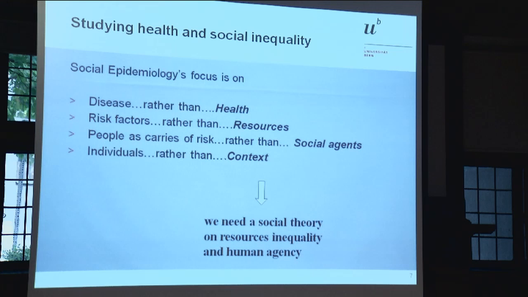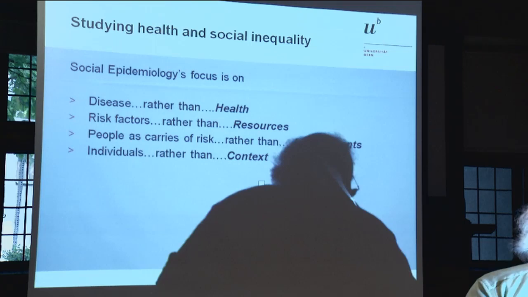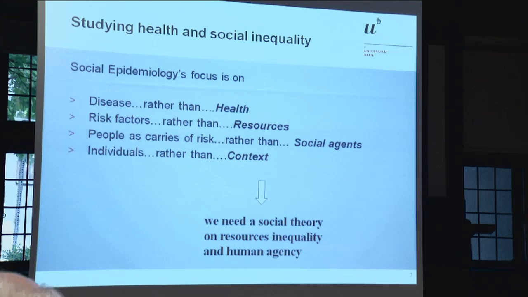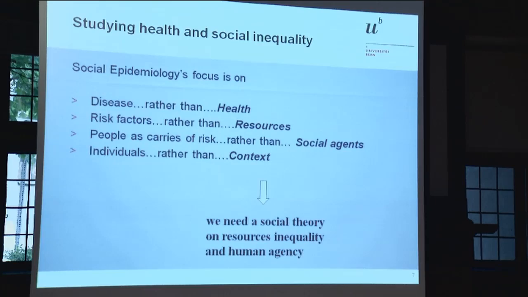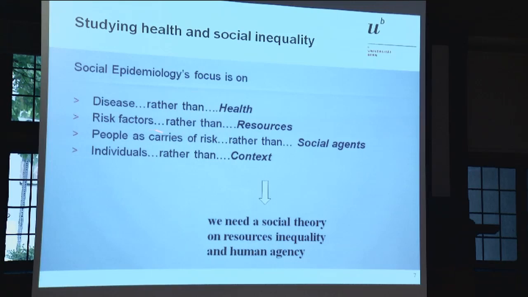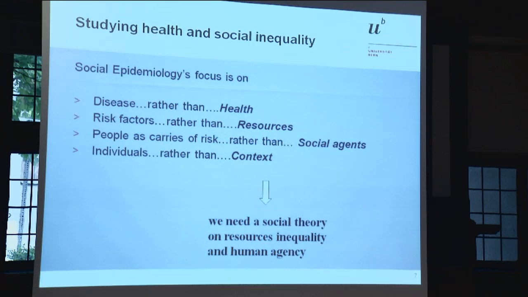And that's basically what many of my colleagues in our department do. They study humans in their function as a carrier of risk. And they always look at individuals. Many individuals, hopefully 30,000, a whole cohort for many years. But basically, it's individual. What I would argue is that these approaches, and not only social epidemiologists, sometimes medical sociologists as well, look at disease rather than health. They look at risk factors rather than resources. They look at people as carriers of risk rather than social agents, and individuals rather than context. So what we need is a social theory on resources, and the inequality of resources, and human agency. And this is my starting point.